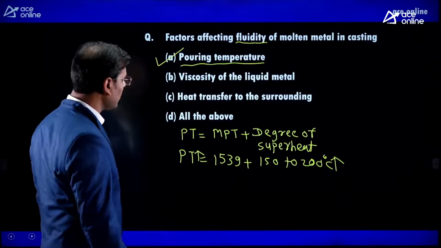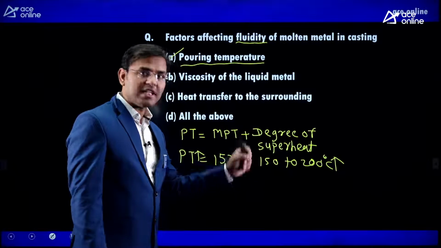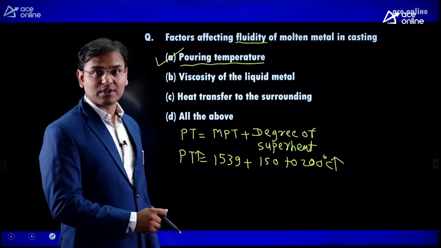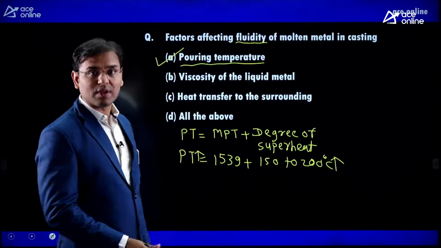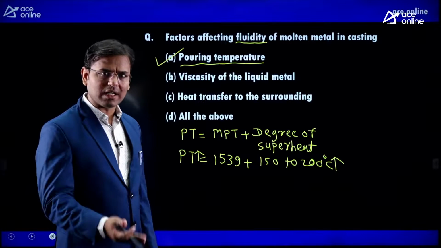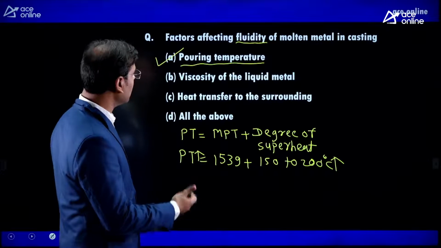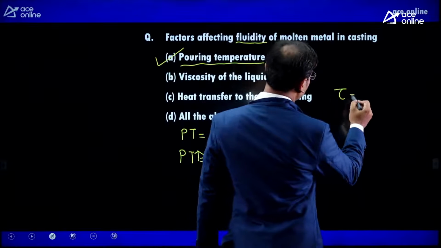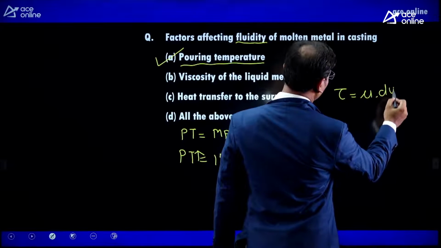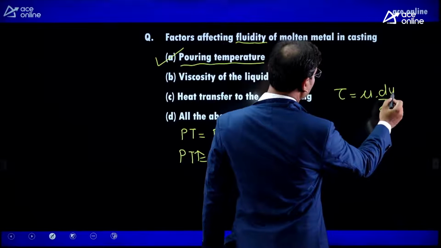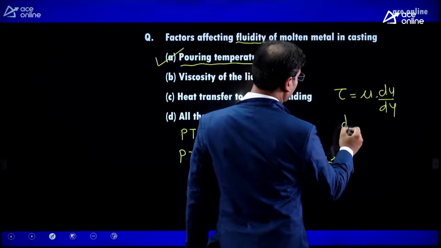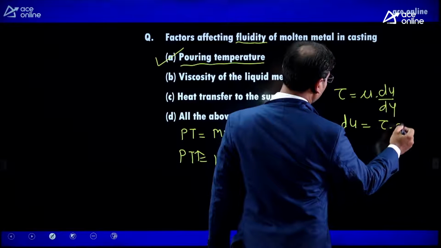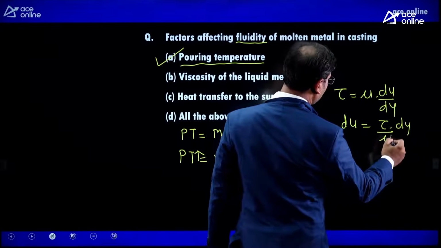Next is viscosity of liquid metal. Guys, as the temperature is going to increase, then viscosity of molten metal is going to reduce, and it can flow with the high velocity. If the molten metal or liquid is going to flow with the high velocity, then it has good fluidity. And in fluid mechanics, we have the formula, tau is equal to mu into du by dy. What is that du? Du is the velocity. Then I can write here du is equal to tau into dy divided by mu.